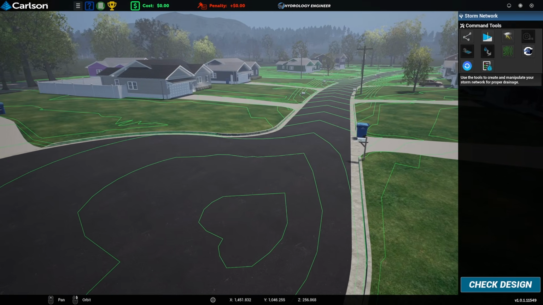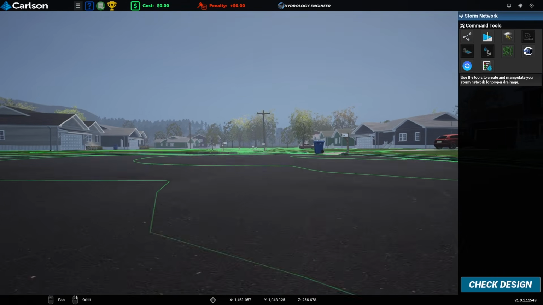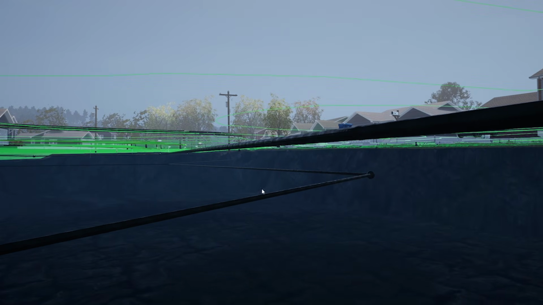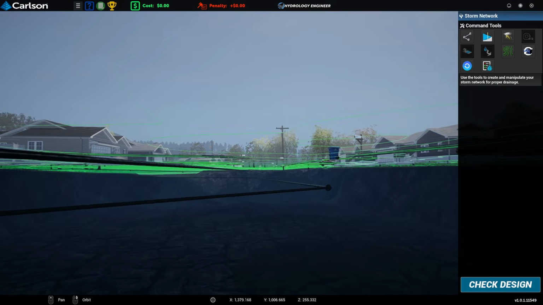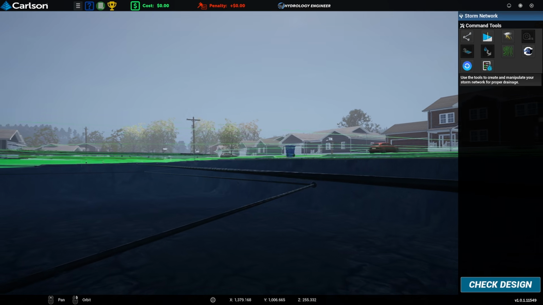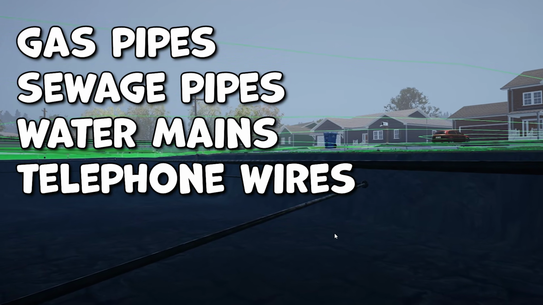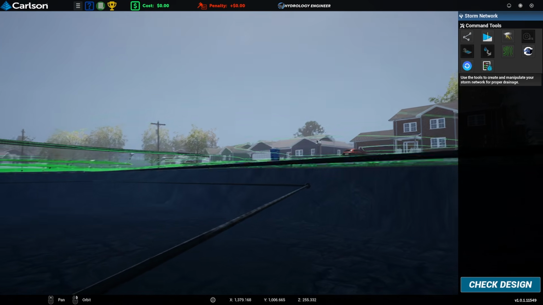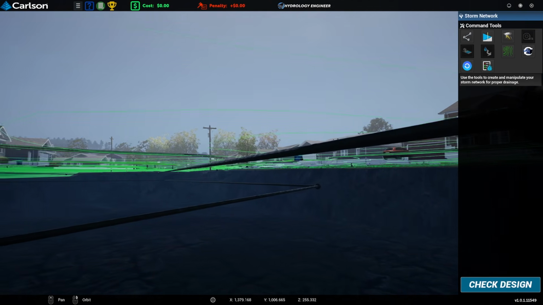Right, the other thing worth noting is if we just head under the ground, look at this. Whoop. Oh, we're under the ground. You can see these are the utilities we were warned about. And as I said before, utilities are basically the services that go to pretty much everywhere. So we've probably got gas, sewage pipes, water mains, telephone wires, normal wires, internet. And in most cases, that stuff is probably already there. So we need to work our drainage around it.